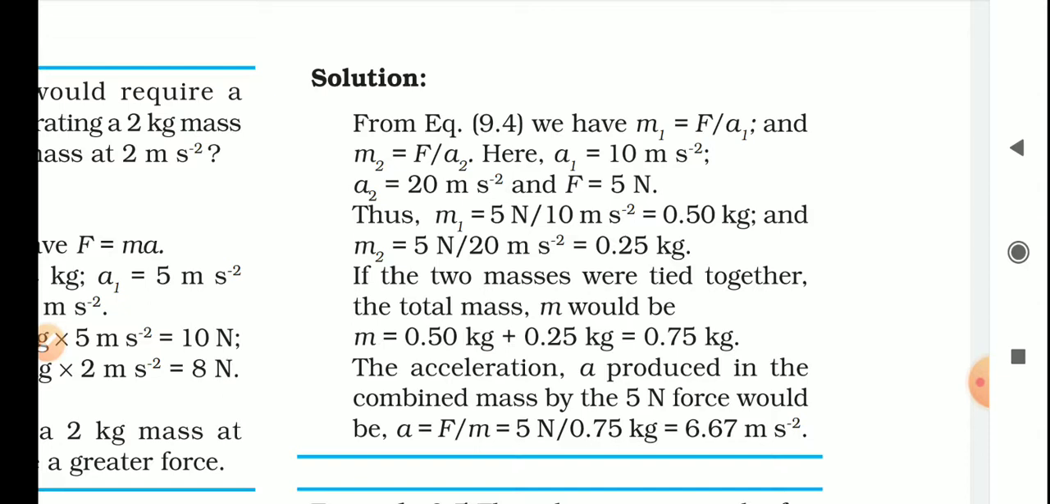The acceleration produced in the combined mass by the 5 Newton force would be a equal to force upon mass. Force is 5 Newton, that is given in the question, and mass we have calculated. Total mass is 0.75 kg. So 5 by 0.75 will be equal to 6.67 meter per second square. So the acceleration a produced in the combined mass by the 5 Newton force will be 6.67 meter per second square.